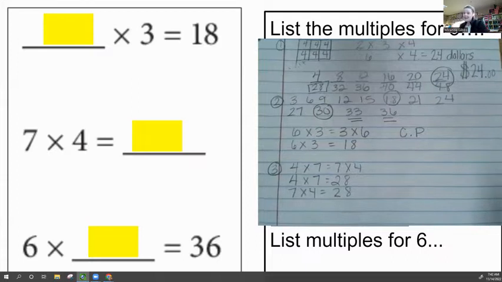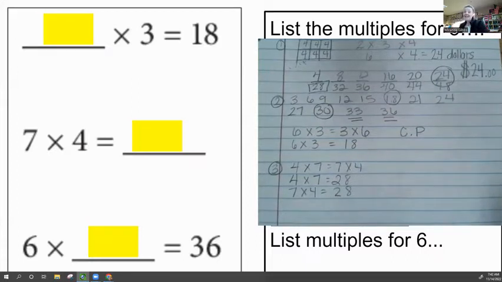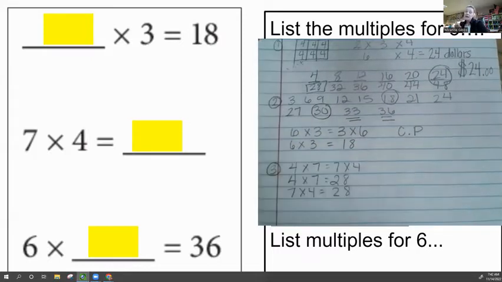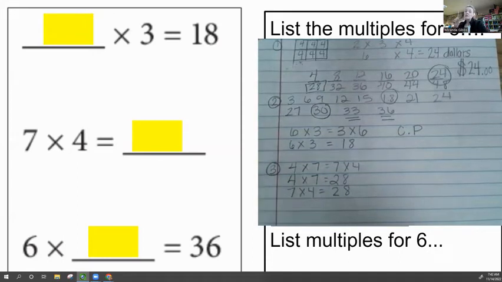All right, the last one is another unknown, and it says 6 times something is 36. Well, by this point in the year, everyone has been working on their 2s, 5s, and 10s. So we know our 5s. So if I think about 6 times something is 36, well, I know 6 times 5 is 30. So 6 times 6 is 36.